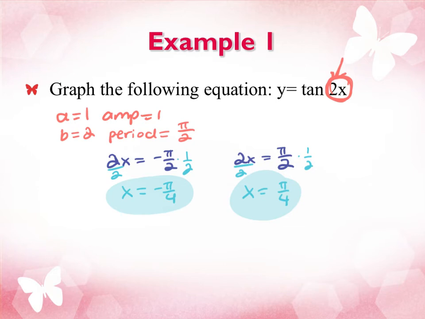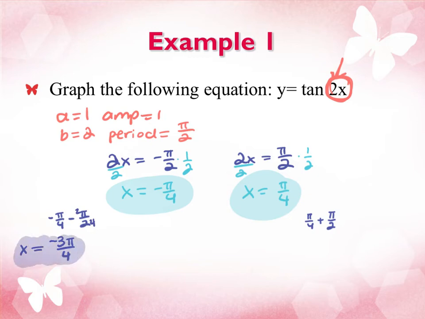And from the one on the right, we are going to add the period. So on the left, I'm going to take negative pi over 4, and I'm going to subtract the period, which is pi over 2. And on the one on the right, which is positive pi over 4, I'm going to add the period, which is positive pi over 2. Change my equation to have a like denominator, and I get x equals negative 3 pi over 4.